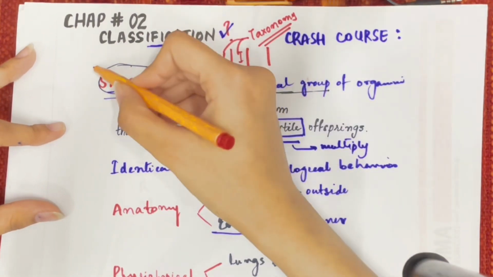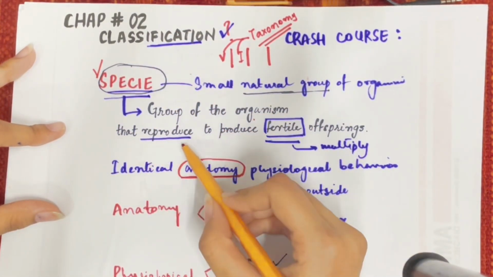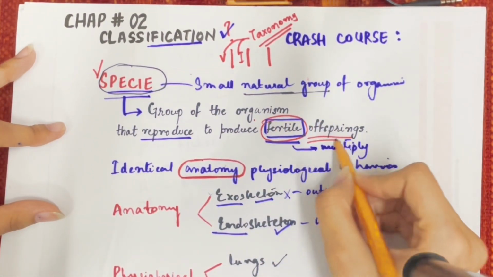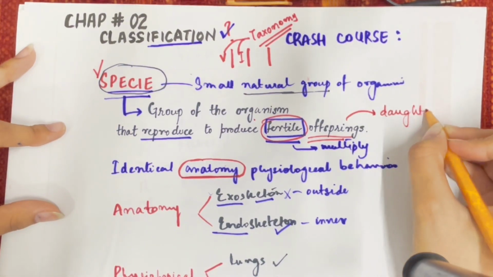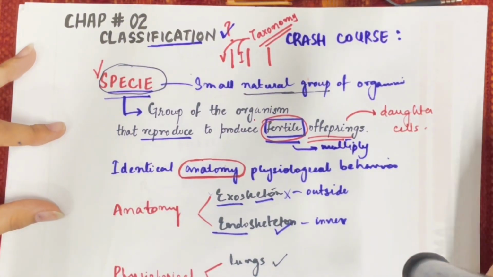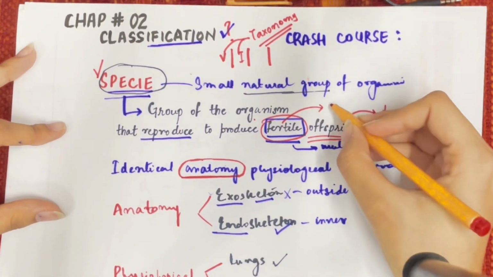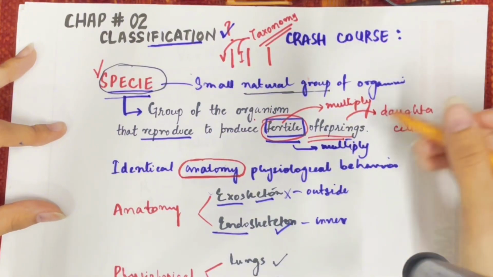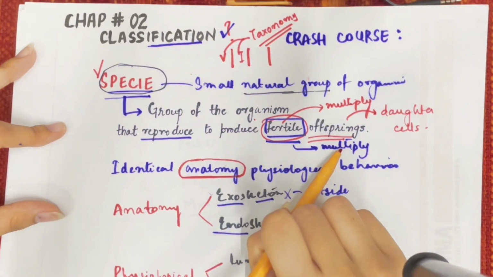Let's talk about what is meant by the term species. Species are groups of organisms that reproduce to produce fertile offspring. Now what is meant by fertile and offspring? Offspring are the daughter cells that are produced after mitosis or meiosis, actually by meiosis. And fertile means that they are able to multiply themselves to produce further offspring. So species are basically a group of organisms that reproduce to produce fertile offspring.